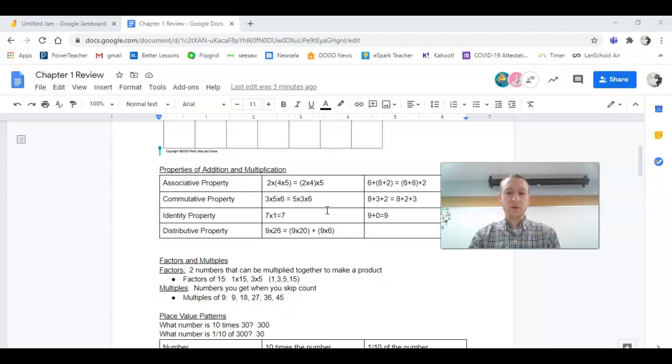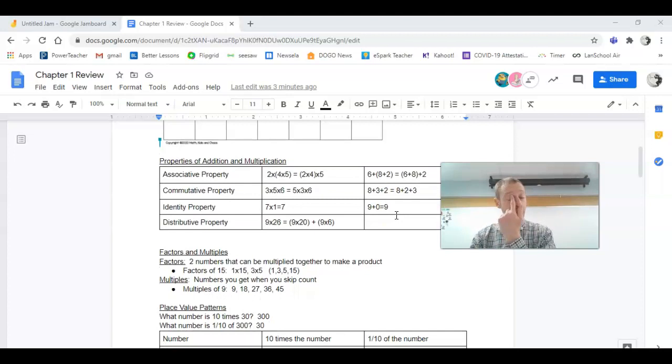The commutative property is all about reversing the order of numbers. So 3 times 5 times 6 is the same thing as 5 times 3 times 6. The 5 and the 3 switched places. The identity property of multiplication just says that if we multiply by 1, our number stays the same. And if we add by 0, our number stays the same.